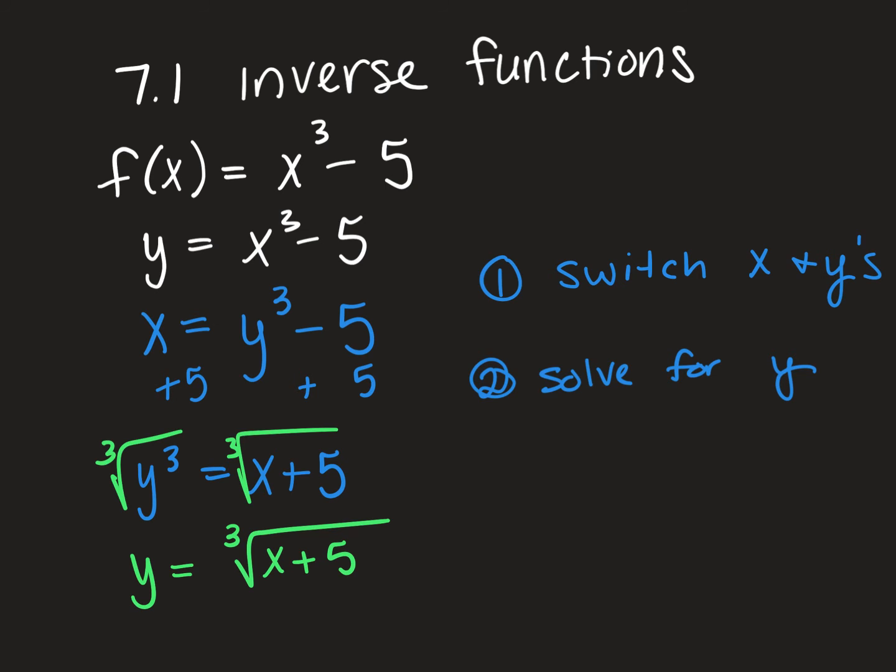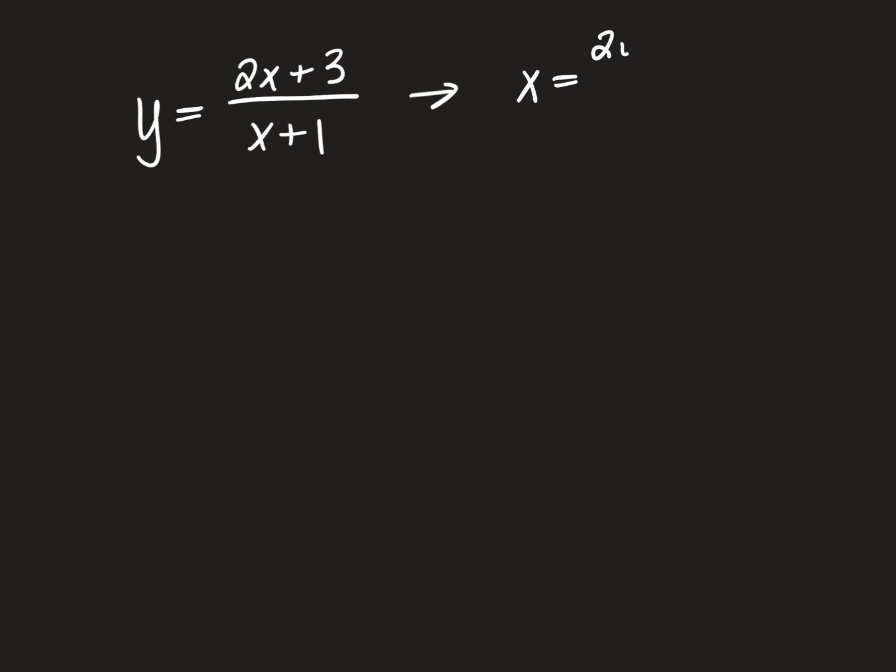All right, let's do another one. So, we're going to find the inverse of, I'm just going to go ahead and write it as y equals 2x plus 3 over x plus 1. So, what's our first step? Switch x's and y's. So now this is going to be x equals 2y plus 3 over y plus 1. I don't know why I put it on the side. I'm going to move it.